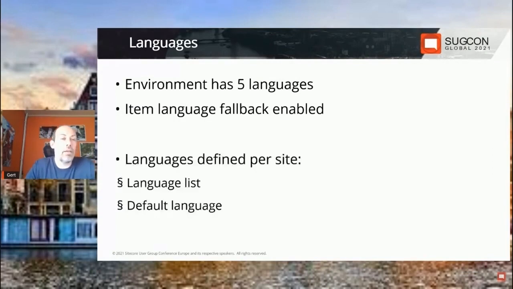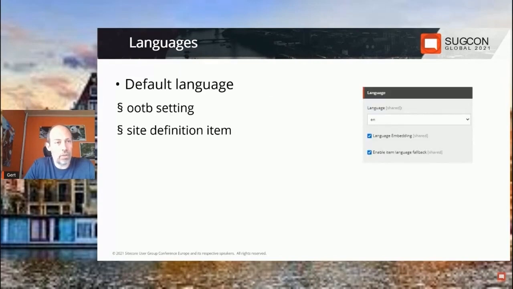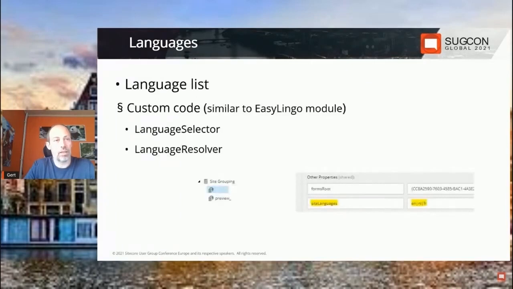So we want our languages to be defined per site. We need a language list and we need a default language. The default language, that's an out-of-the-box setting. On the site definition item, you will find a drop-down with languages and we select the default. The language list, however, that's a bit of custom code.